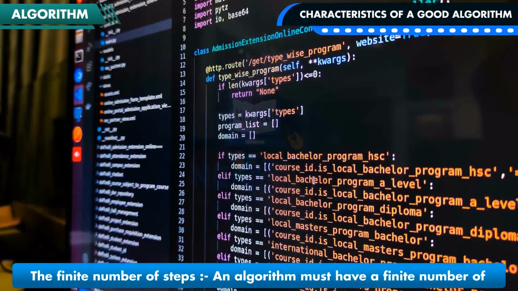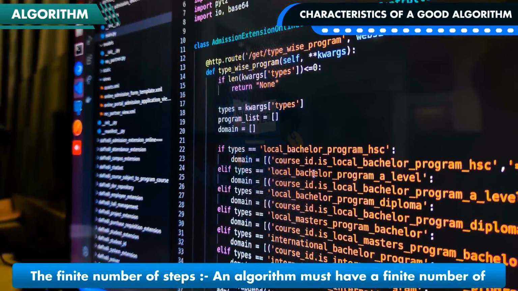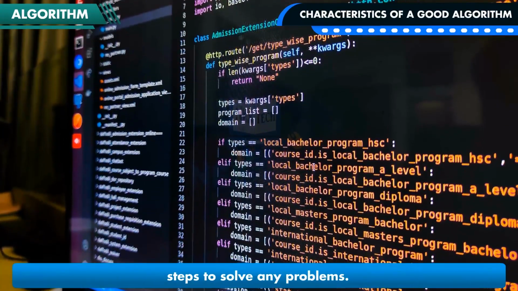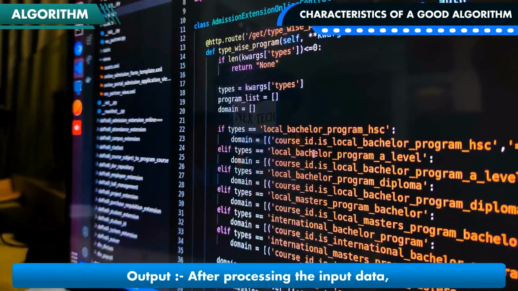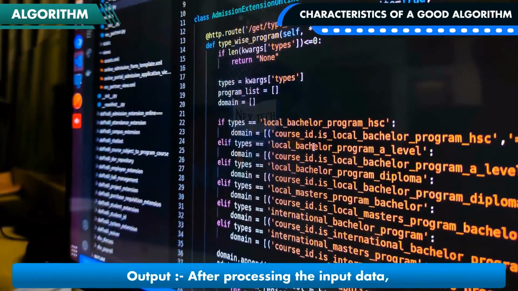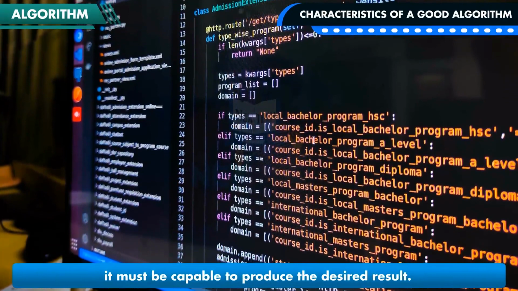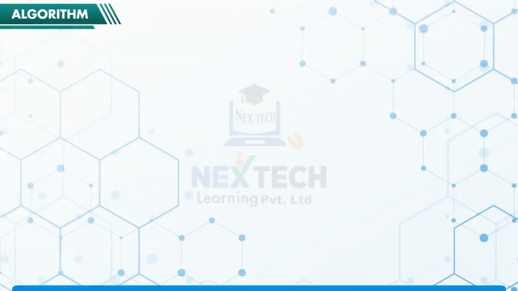The finite number of steps. An algorithm must have a finite number of steps to solve any problem. It must terminate at some point. Output. After processing the input data, it must be capable to produce the desired result.